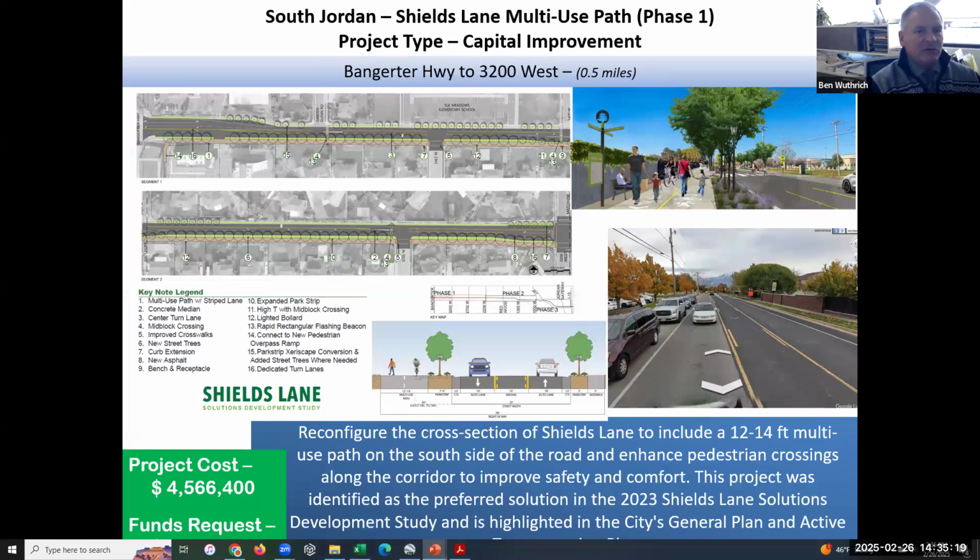Next project is a request from South Jordan. This is on Shields Lane. This is to construct a multi-use path and do roadway realignment. The estimated project cost is 4.5+ million. Funds being requested are just under $4 million.